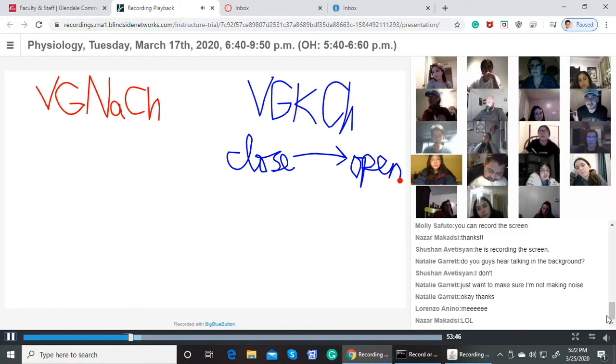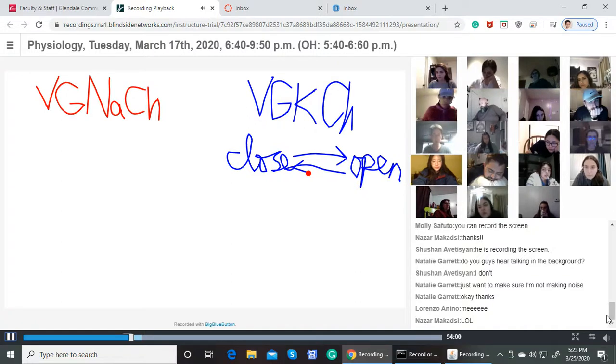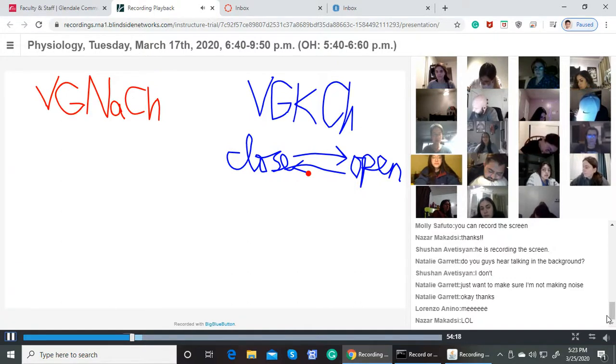When it opens, then it can close. So it is very simple. Voltage gated potassium channel can only open or close. But what makes it open? You may ask, Professor, what makes it open? The name already tells you. Voltage gated means that when there's a change in the membrane voltage, then this channel will open.